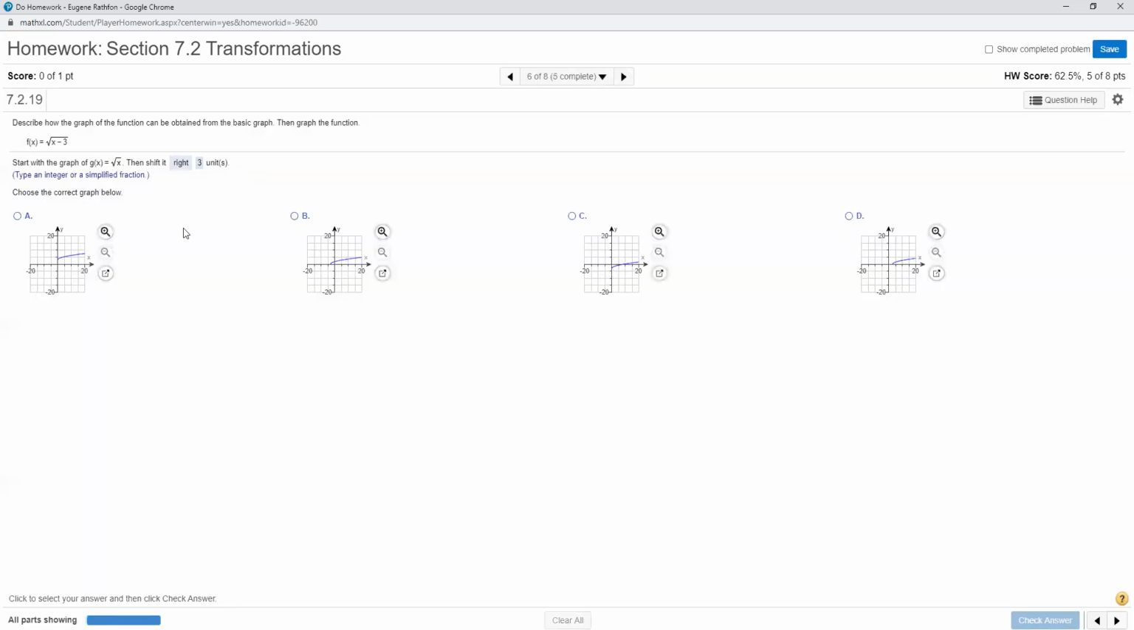So since they don't have a tool for the square root, they're just going to have us pick one of the pictures. Notice this one, if you started at the middle, it went up 3, so that's not right. Looks like this one went left 3, that's not right. C looks like it went down 3, that's not right. And then D looks like it actually went to the right 3, which is what I needed. So I click on that and check my answer.